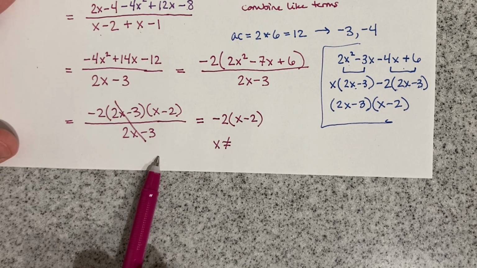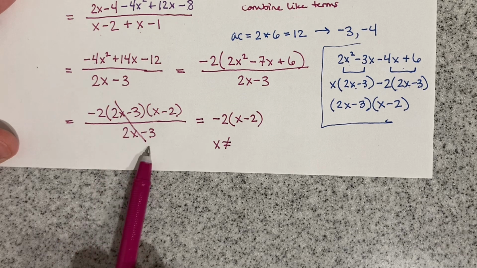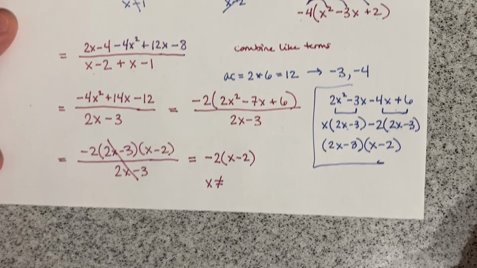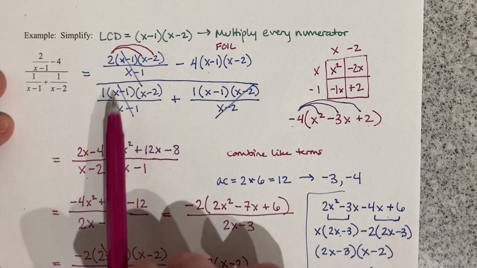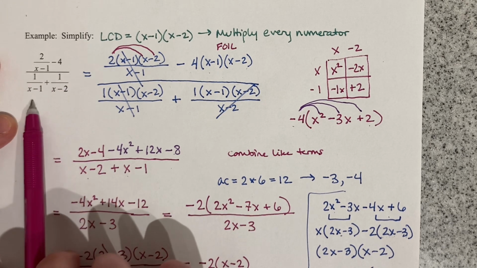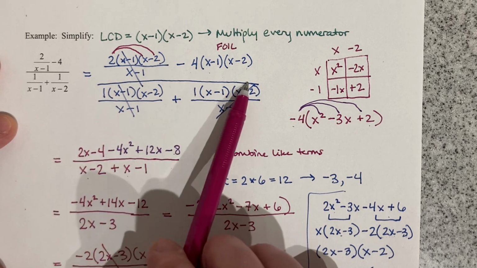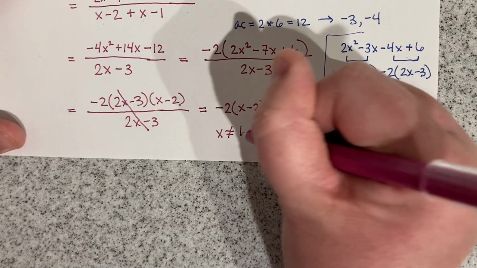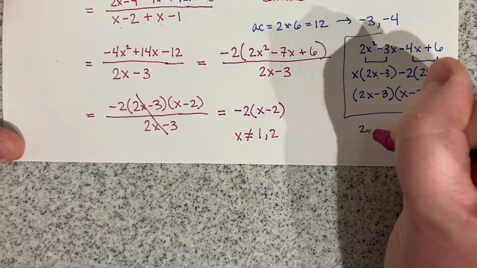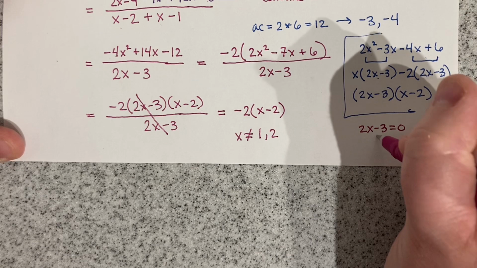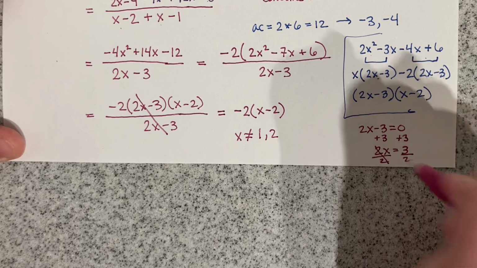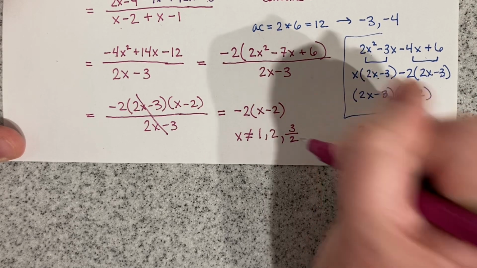So one added restriction is that we canceled this, right? So we have to set every factor that canceled equal to 0 though, and that includes the original ones as well. In the original problem, we couldn't have x equals 1 because that would be divided by 0. We couldn't have x equals 2 because that would be divided by 0. So we know x can't equal 1 or 2, but now we have an additional canceling. So we have to set 2x minus 3 equals 0. So we add 3. 2x equals 3, divide by 2, divide by 2. So x cannot equal positive 3/2 as well.